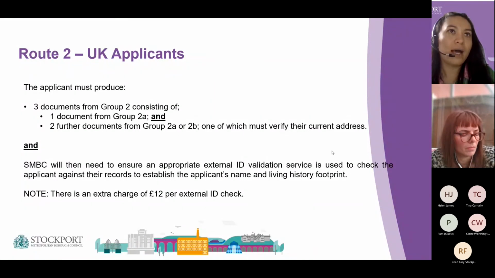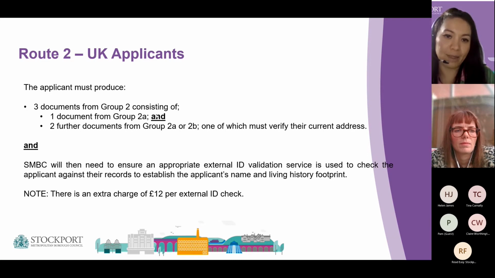So with route 2, they need to supply 3 documents from the group 2. So that would be 1 document from group 2A and then 2 further documents from group 2A or 2B. So an example would be a reissued birth certificate. So a birth certificate that might have a year date of 2022 on it, that would be a reissued birth certificate. And then they might supply the bank statement from group 2B and maybe a council tax statement from group 2B. Again, one of them must show their current address.